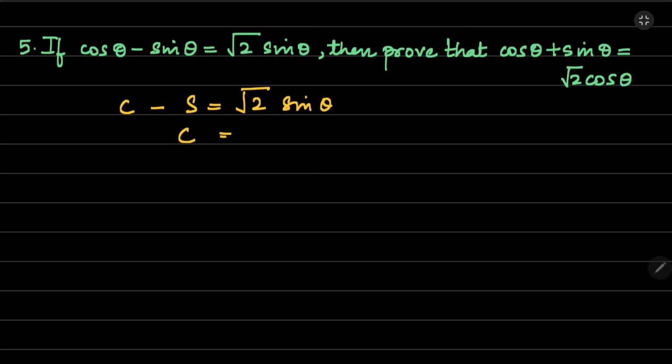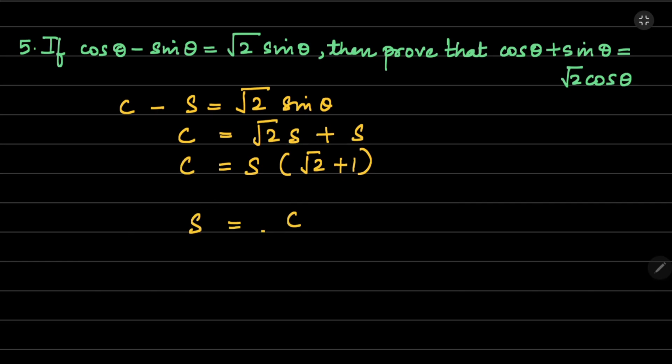So what is cos equal to? Root 2 sin theta plus sin theta, right? Take sin theta common. What do you get? Root 2 plus 1, isn't it? Now what is sin theta equal to? Sin theta will be equal to cos theta divided by root 2 plus 1.